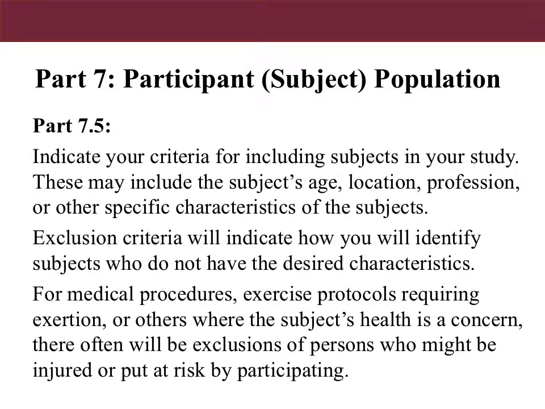Part 7.5. Indicate your criteria for including subjects in your study. These may include the subject's age, location, profession, or other specific characteristics of the subjects. Exclusion criteria will indicate how you will identify subjects who do not have the desired characteristics. For medical procedures, exercise protocols requiring exertion, or others where the subject's health is a concern, there often will be exclusions of persons who might be injured or put at risk by participating.